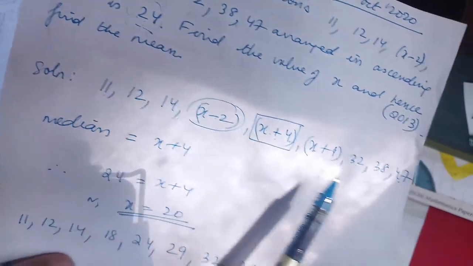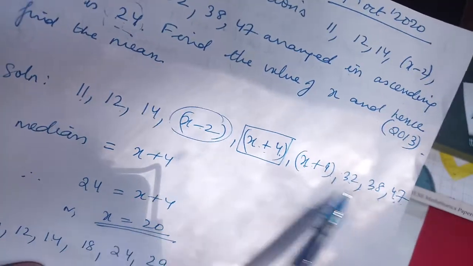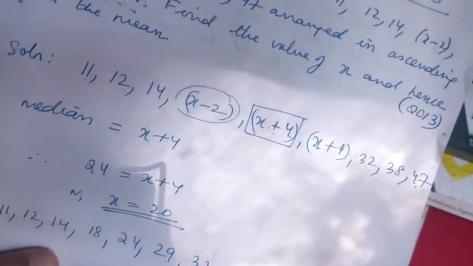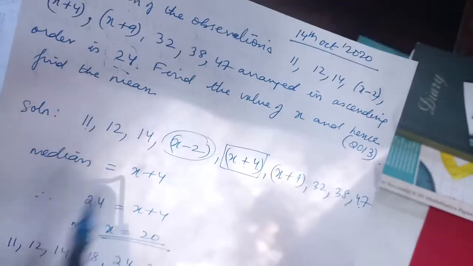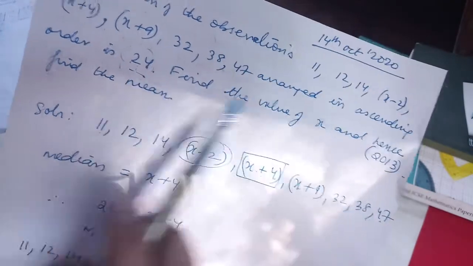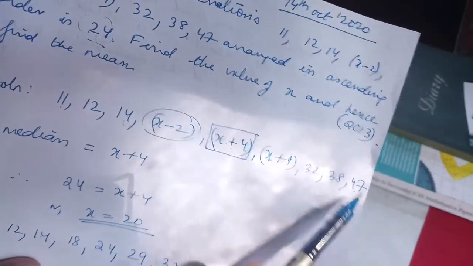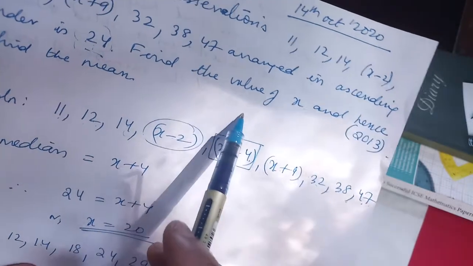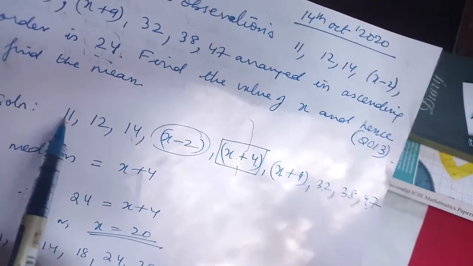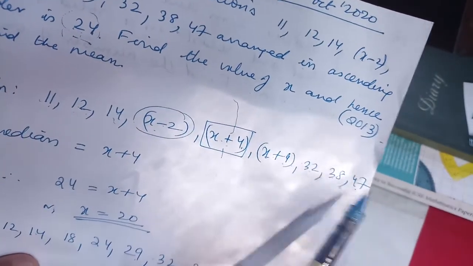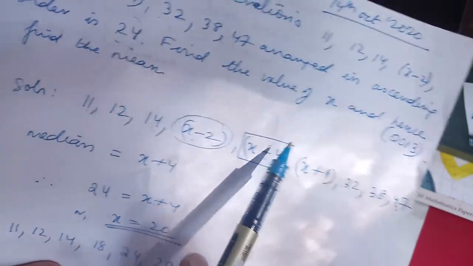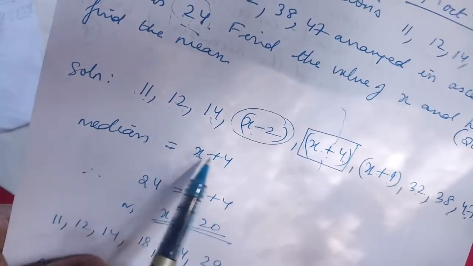So now it's very simple. To find the median, the first condition is the data or the observations should be arranged in the ascending or the descending order. So it is already arranged in ascending order. See, now if you count, there are 9 observations. So 9 means the middle value will be the fifth one. 1, 2, 3, 4. 1, 2, 3, 4. So this is the median. It's quite simple. So median is x plus 4.